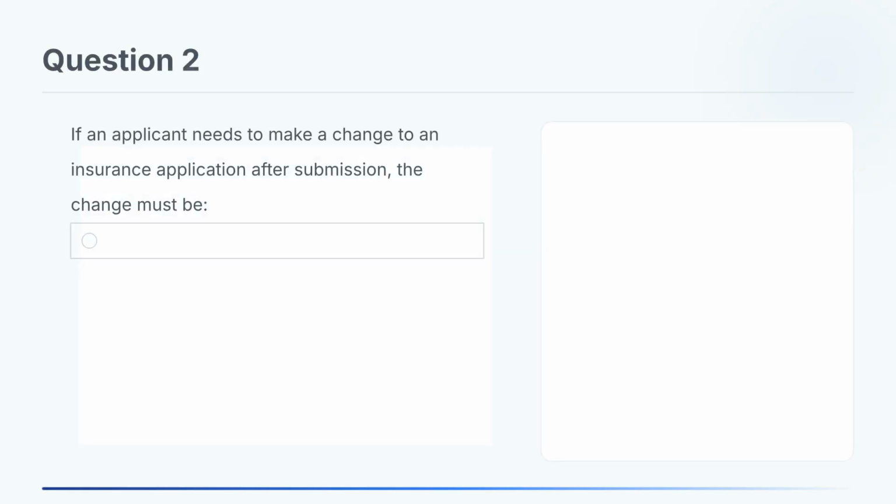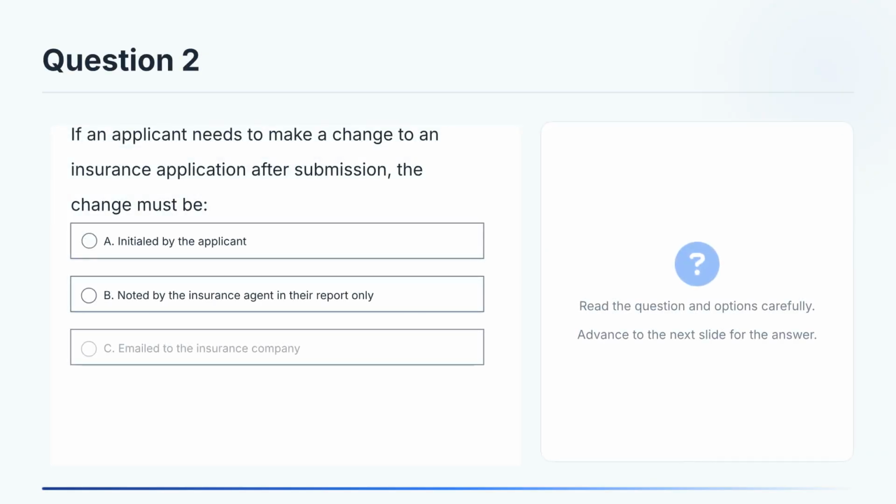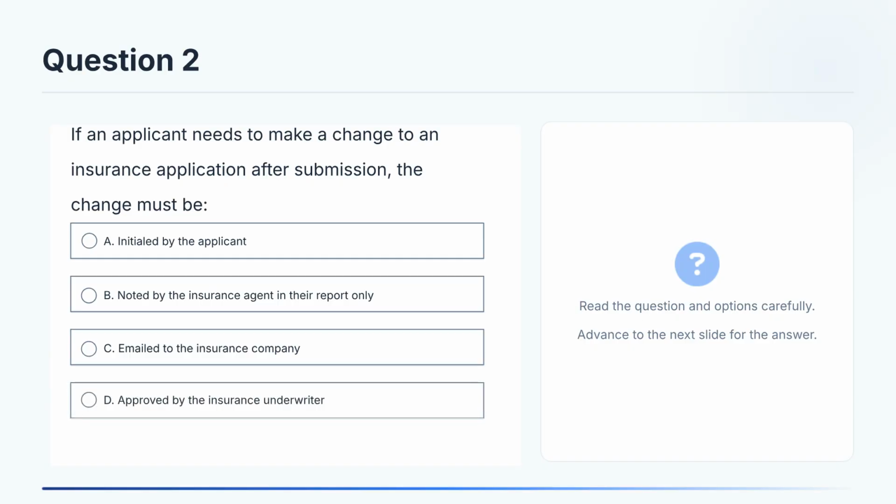Moving on to question 2. If an applicant needs to make a change to an insurance application after submission, the change must be A. Initialed by the applicant. B. Noted by the insurance agent in their report only. C. Emailed to the insurance company. D. Approved by the insurance underwriter.